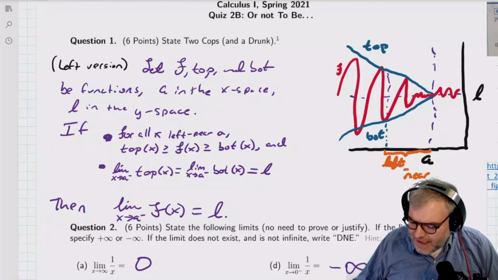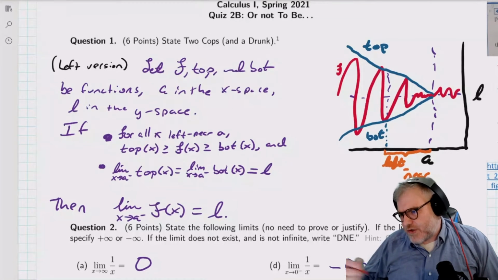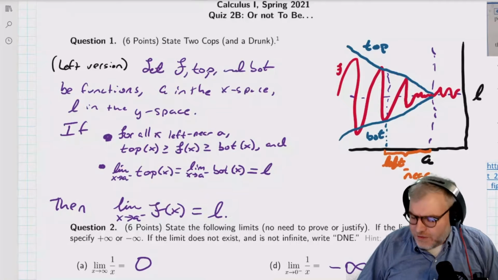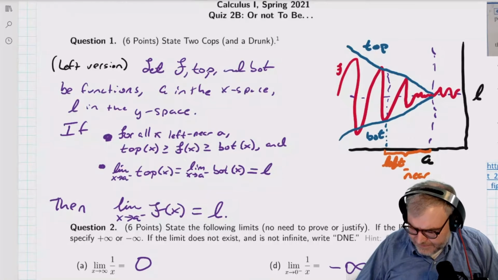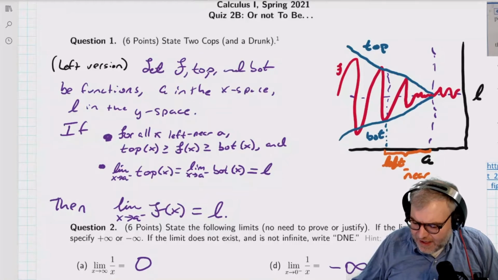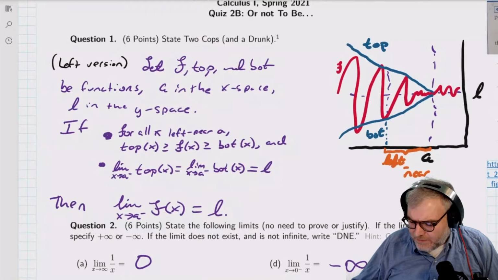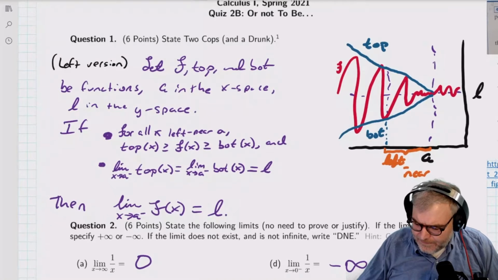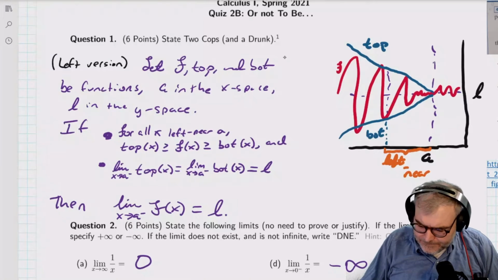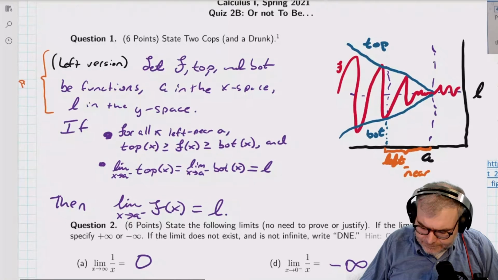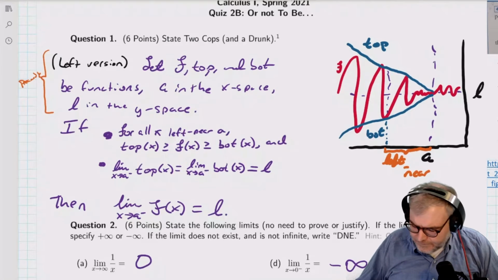So this is the left version of Two Cops. There's a right version. There's the two-sided version. You may state any version. I was fine with that. Let f, top, and bot be functions, a some number in the x space, L some number in the y space. This is the preamble.